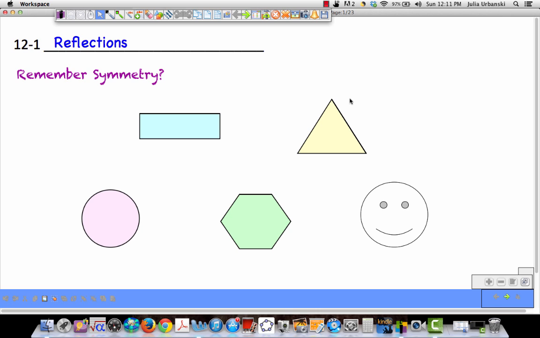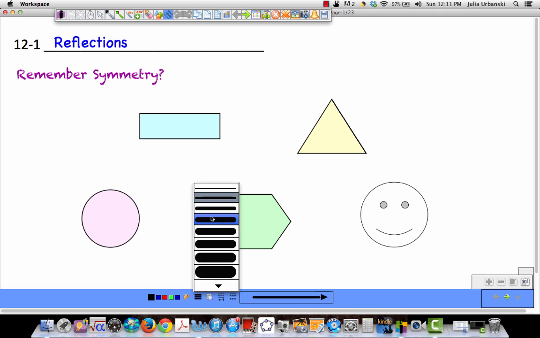So here we are with chapter 12, section 1 on reflections. Reflections are some of the easiest ones to be able to figure out. Do you remember from when you were younger and you learned symmetry? Symmetry means that one side matches the other. For instance, when you were younger, you did lines of symmetry.